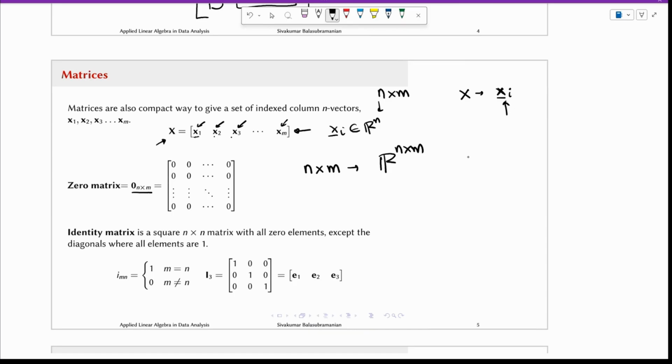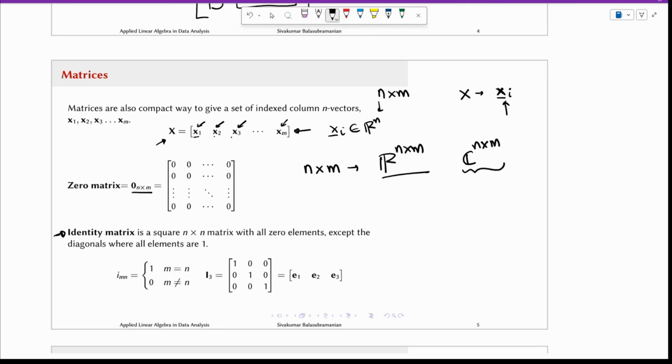If you're talking about an n cross m matrix whose elements are all complex numbers, then the matrix is an element of this set C n cross n. So whenever you see this, you know what it means. It's simply the set of all possible real matrices with n rows and n columns. Okay, so we have the zero matrix. A zero matrix can be of any shape. There is no restriction on whether it should be tall, square, or fat.